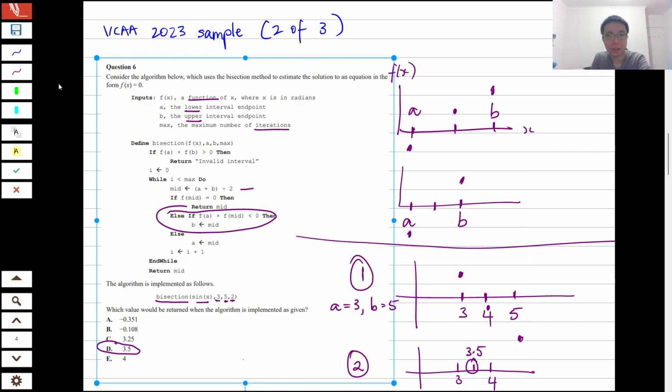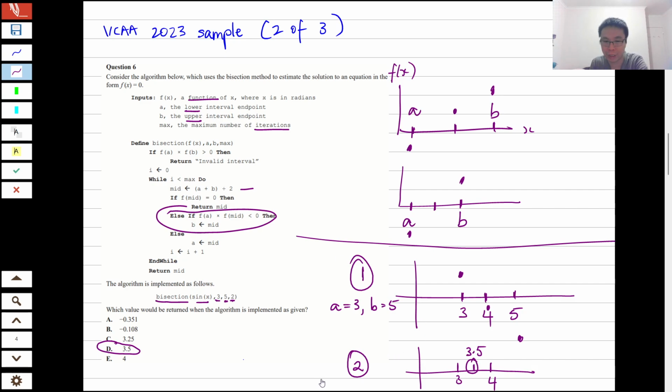So in the second iteration, we have A equals 3 and B equals 4. And then the midpoint that was generated was first of all 4, and then it was 3.5.